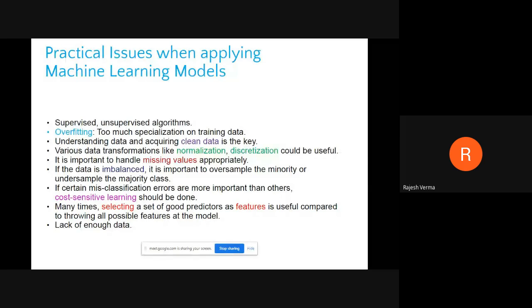It may also be cost sensitive, or we can select some of the good predictors as features, and then we can go ahead and analyze.